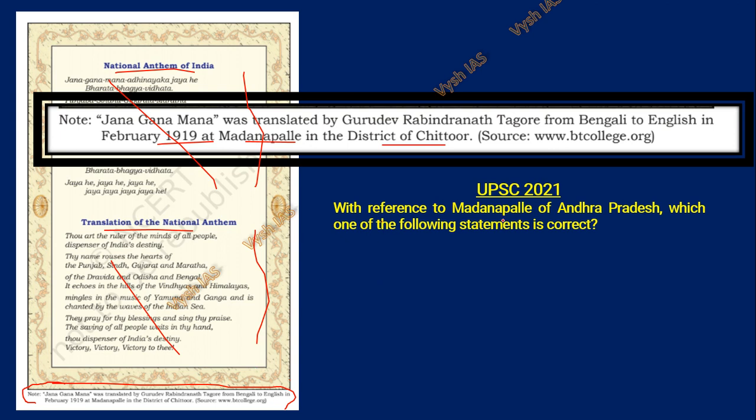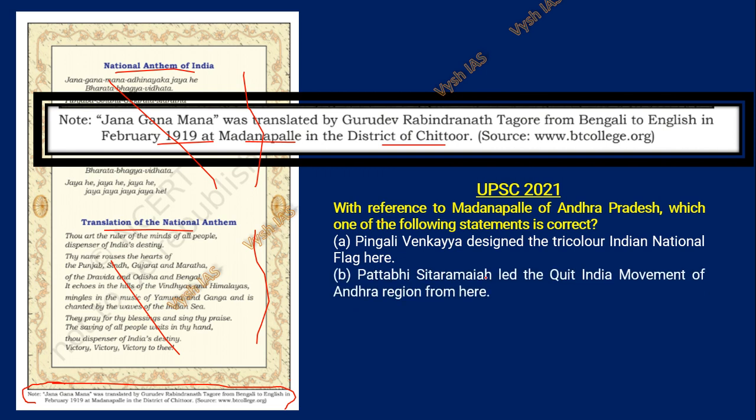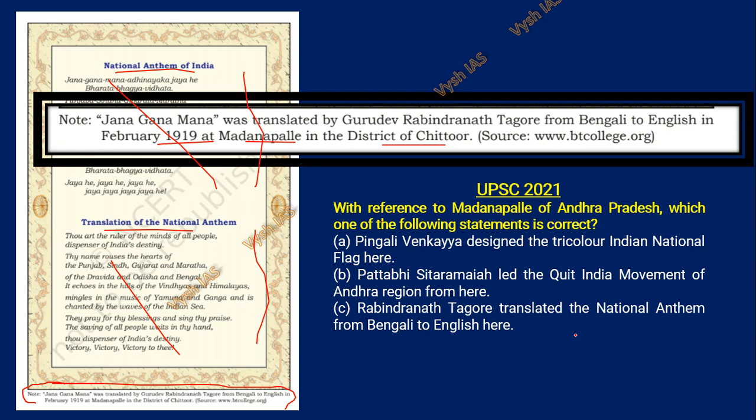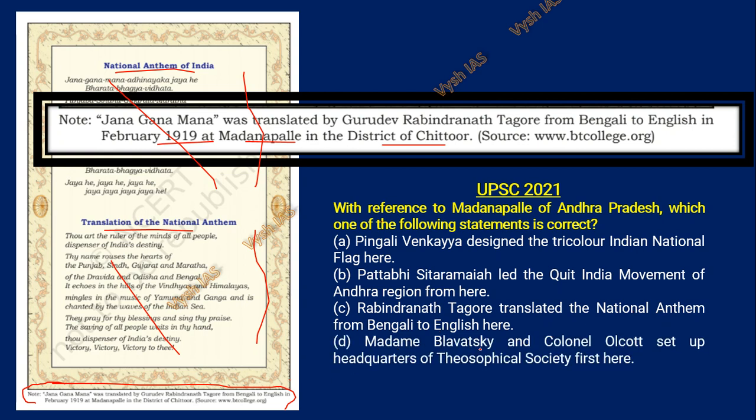So here the question was: with reference to Madanapalle of Andhra Pradesh, which one of the following statements is correct? Pingali Venkayya designed the tricolour Indian national flag here. Pattabhi Sitaramayya led the Quit India movement of the Andhra region from here. Rabindranath Tagore translated the national anthem from Bengali to English here. And Madam Blavatsky and Colonel Olcott set up the headquarters of the Theosophical Society first here.